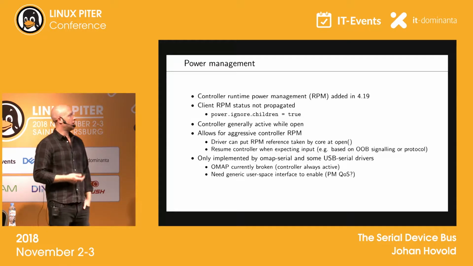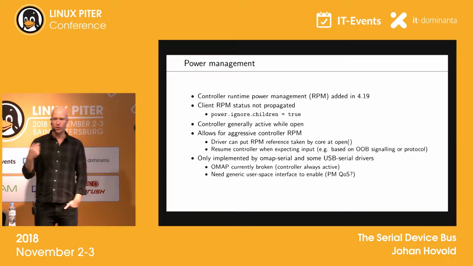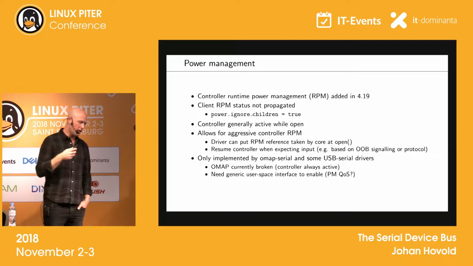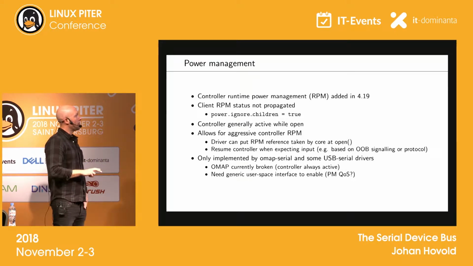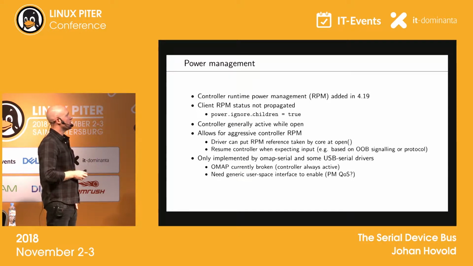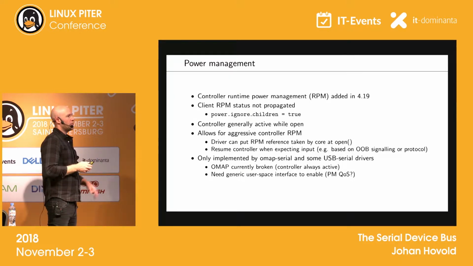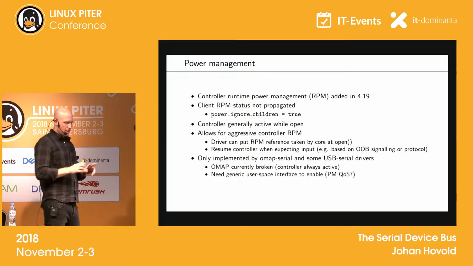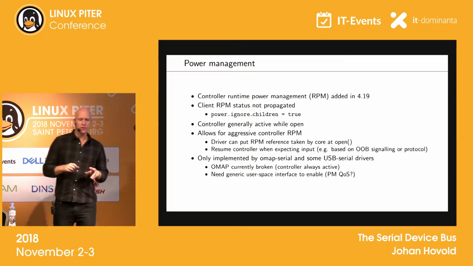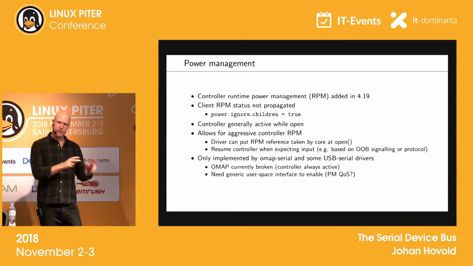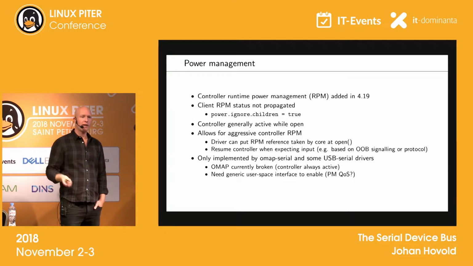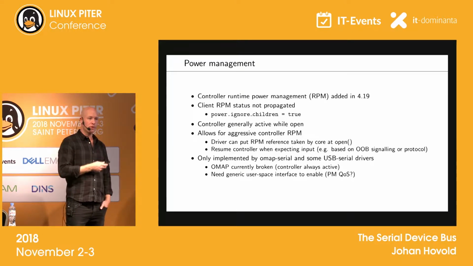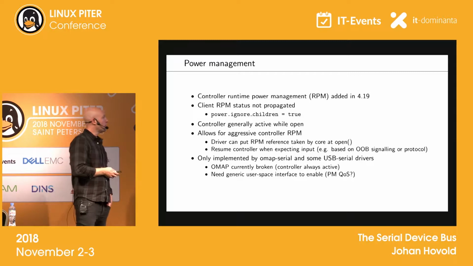So a new feature now in 4.19, I mentioned before, is that you can set your power management operations, and you can use runtime power management for your client devices. That has been possible since the start. And the idea here is that you can power manage your client devices independent of the serial controller. So you would typically, like we do for I2C, have your client device be active, but you only power up the controller whenever you need to do I/O.